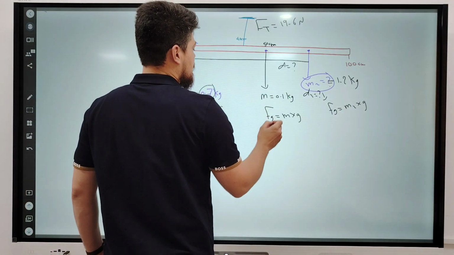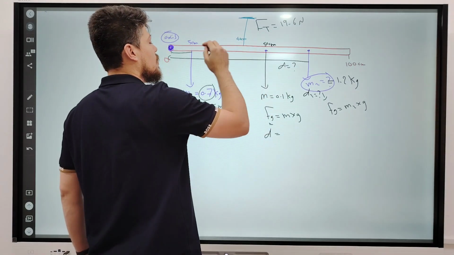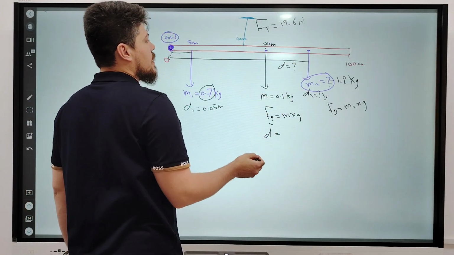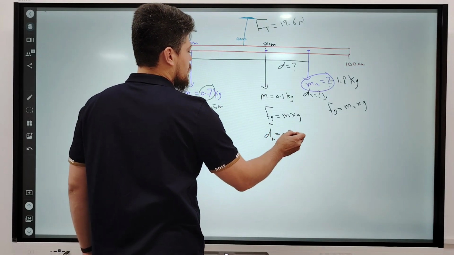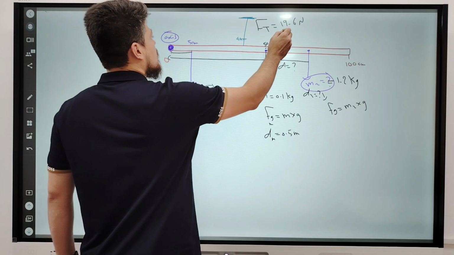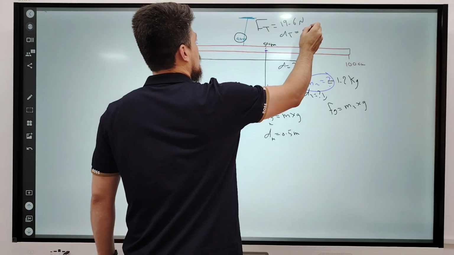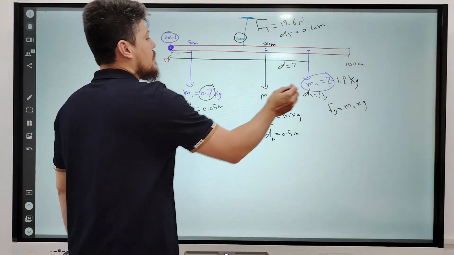What about the distance of the center of mass of the meter stick? Because the meter stick is 1 meter, its center of mass is located at the middle, so the distance of the meter stick is equal to 0.5 meter. What about the distance of the tension force, marked at 40 centimeter, which is equal to 0.4 meter from the axis of rotation? What about d2?